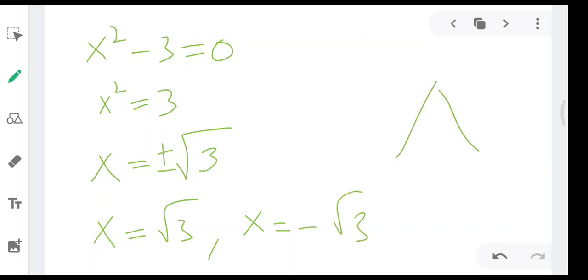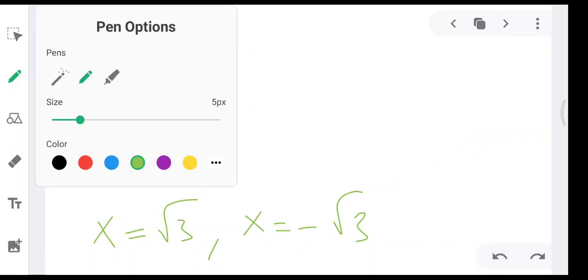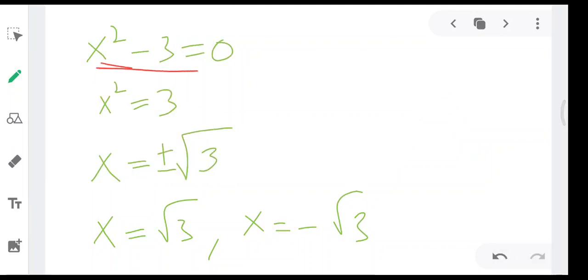Here we are not splitting anything. We can do splitting the middle term only when we have 3 terms. When we have 2 terms, you should not go with splitting. You can go directly like this. So root 3 and minus root 3 are the factors of this.